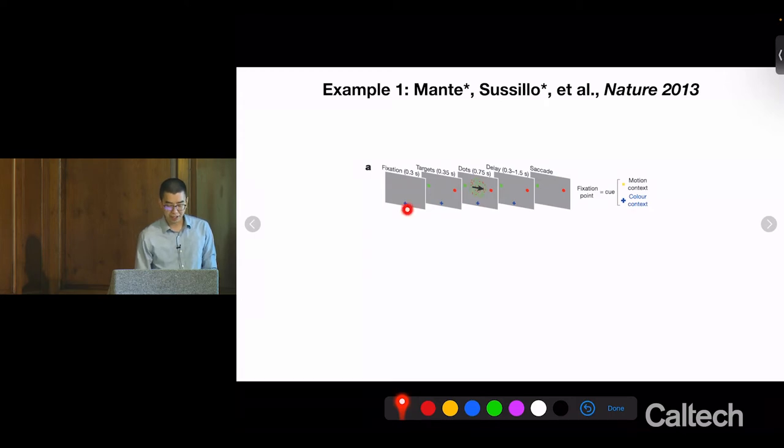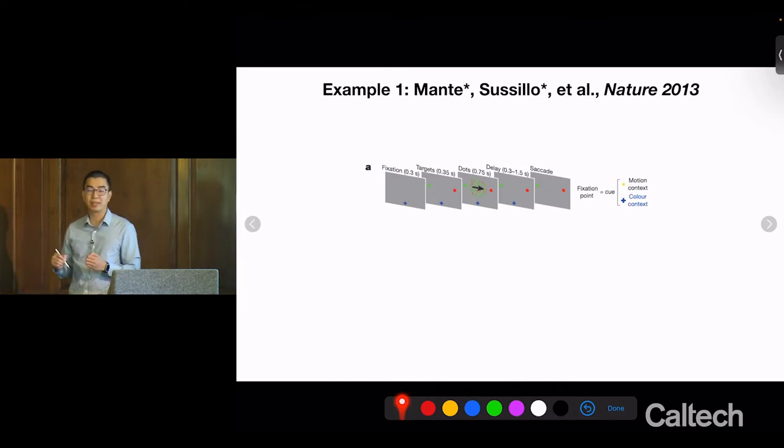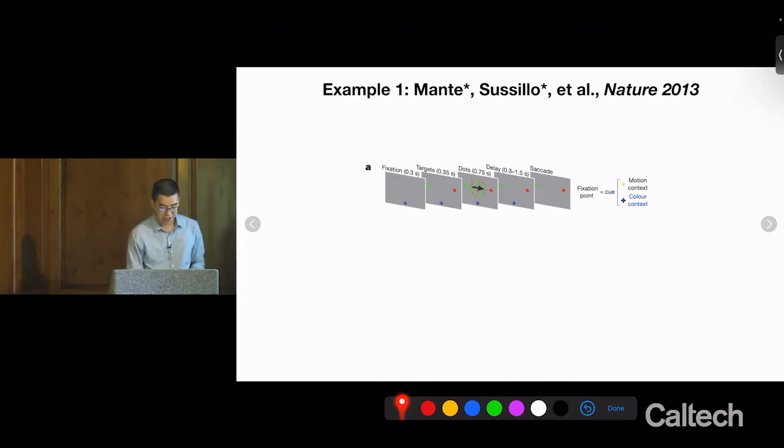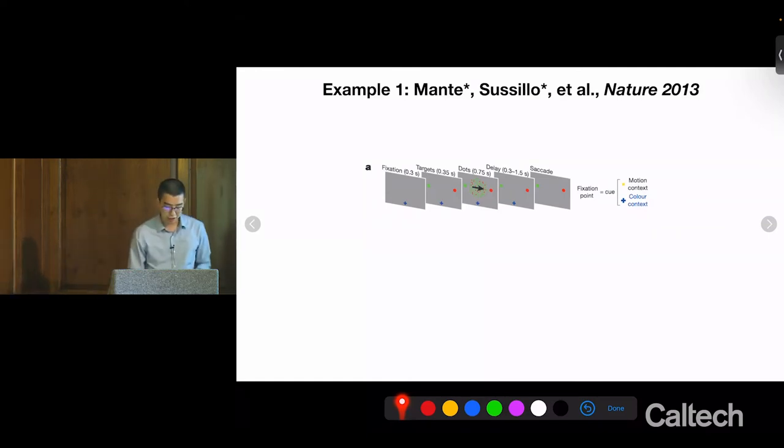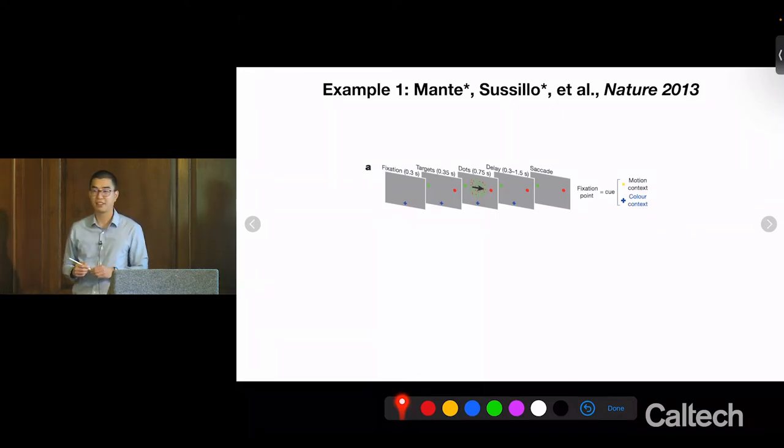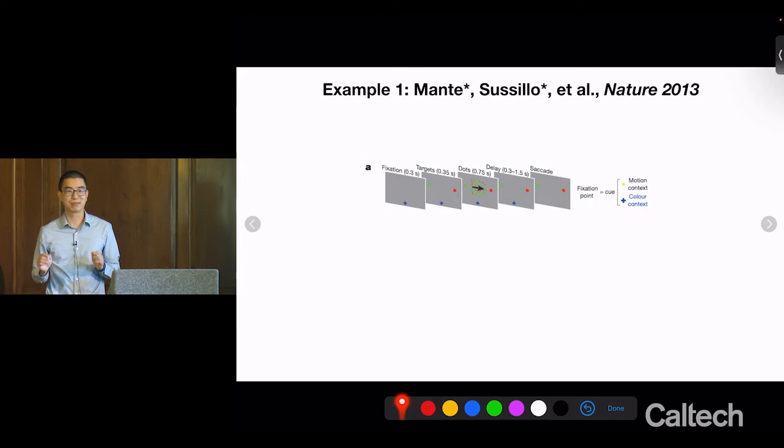So this fixation cue can be a blue cross or a yellow square. If it's a blue cross, you've got to pay attention to color. So in this case, you would reach to the left or saccade to the left to select the green target. And if it was a yellow square, then you would choose the right target because you're paying attention to the motion. All right. Any questions on the task? It's pretty important.